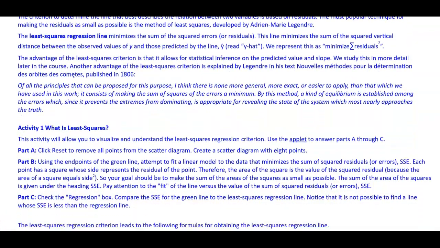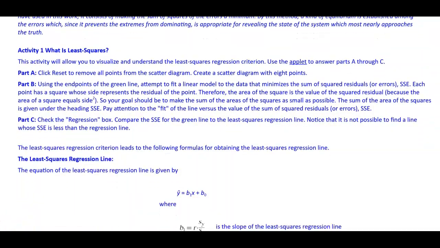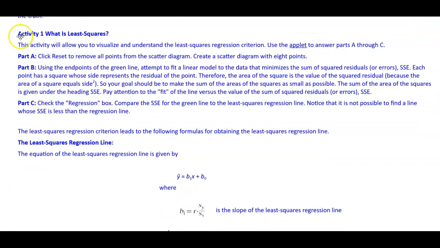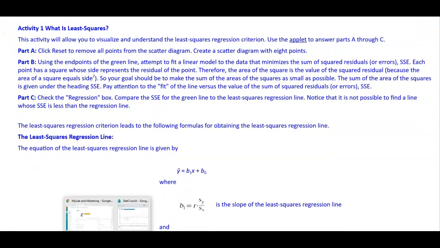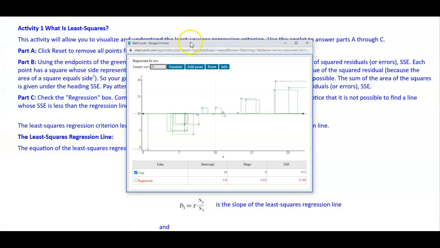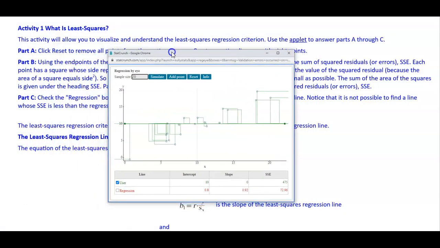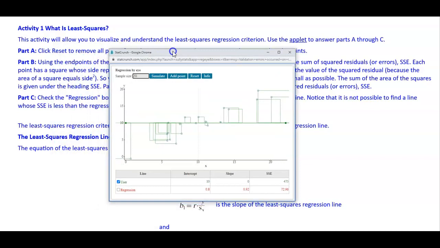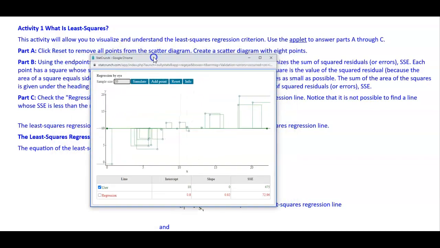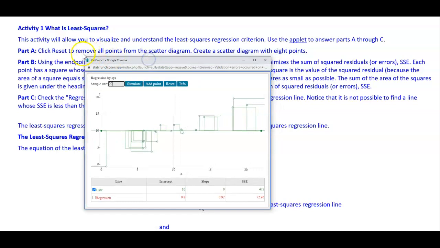Okay, now we're going to take a look at activity 1, which is what is the least squares? So I'm going to open up this applet, and it says this activity will allow you to visualize and understand the least squares regression criterion. So we're going to use this applet. The first thing we want to do is click reset to remove all the points from the scatter diagram. Okay, so we select reset, and it says create a scatter diagram with 8 points.